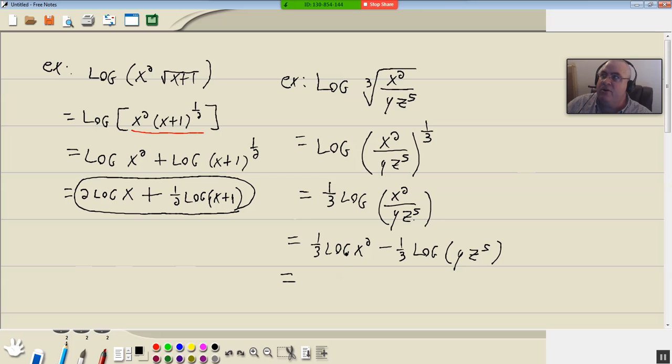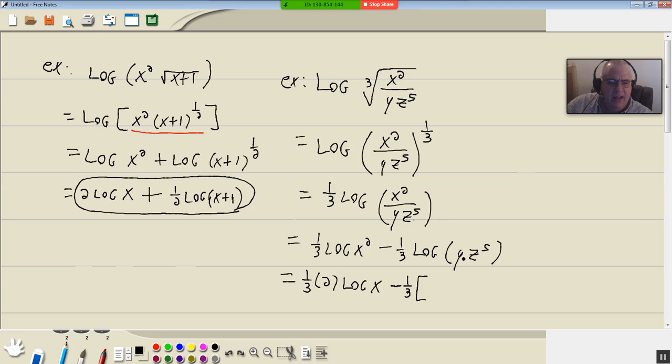Now in our first log here, there's only one thing left, the power. So we take the power and put it out in front. Now when you put it out in front, you multiply it by what's already there. So we got 1/3 times 2 log x minus, and I'm going to put a bracket here because as I rewrite this, actually I need to put the 1/3 first. So I'll put a bracket here. As I rewrite this, negative 1/3 that's out in front has to affect everything that follows it.